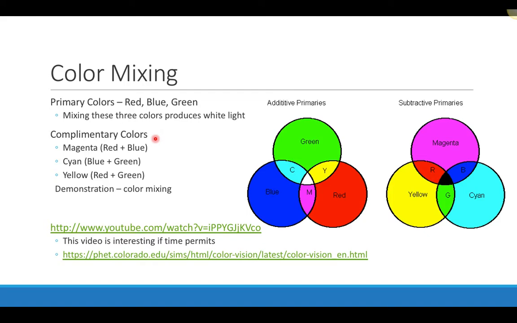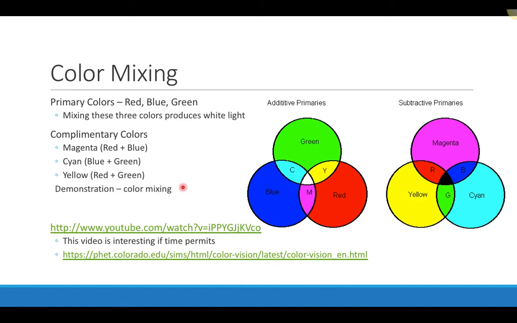There are also the complementary colors, which result when you mix two of the primary colors. If I mix red and blue, where they overlap I get magenta. If I mix blue and green, I get cyan. And if I mix red and green, I get yellow. This is a hard one for people because it's not something you would expect, but if you mix red and green, you get this yellow color.